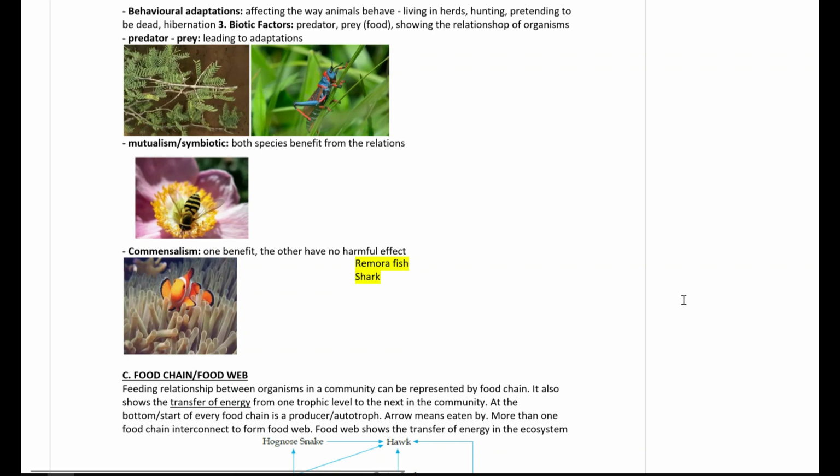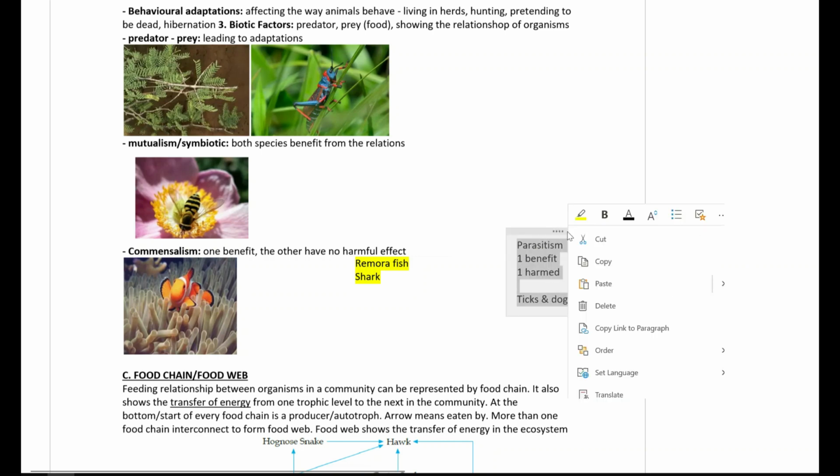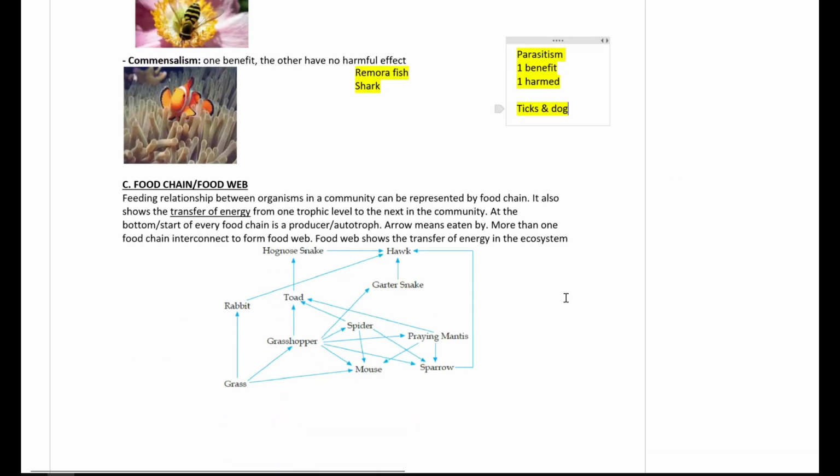What is not written here is another one that tends to come out: parasitism. This is where one benefits and one is harmed. For example, I have ticks and a dog. These ticks feed off the blood of the dog and pass on harmful viruses. So they benefit, but the dog gets the bacteria and the harmful viruses. Okay, so food chain, food web: take note of this keyword, transfer of energy.